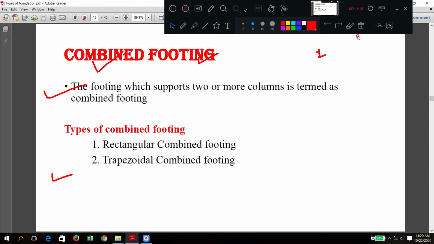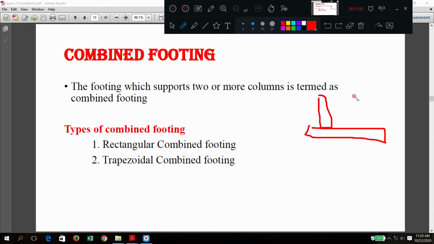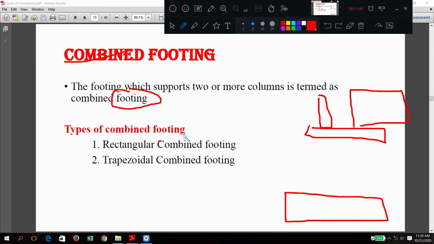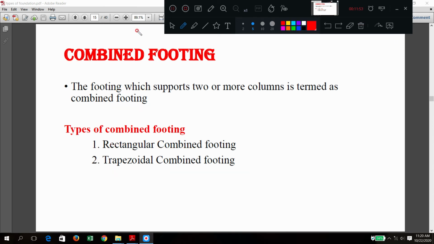Now we will come to combined footing. What is there in the combined footing? When one single footing supports two or more columns, or one column and one wall. When for two or more things we provide one common footing, that is called combined. Depending upon the plan, if it appears rectangular, it is a rectangular combined footing; if the shape is trapezoidal, it is a trapezoidal combined footing.